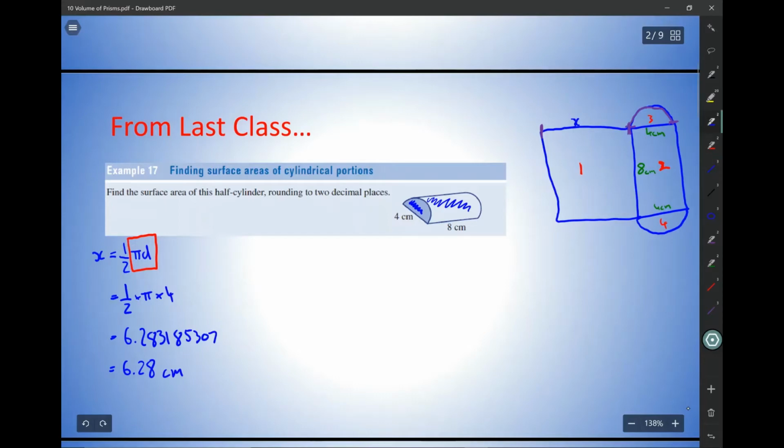So now what we can do is label our shapes and start calculating our areas. Remember, the formulas that we're going to need are the formula for a rectangle and the formula for a circle. So the area of shape 1 is just going to be 6.28 times 8, which is 50.24 centimeters squared. The area of shape 2 is 4 times 8, which is 32.